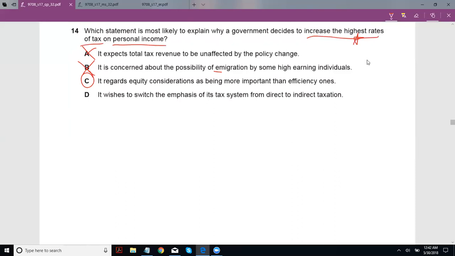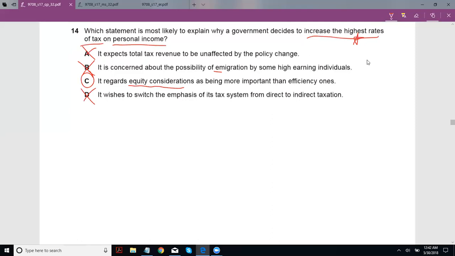Now, if you increase those, you're basically taxing the really rich. If you're taxing the really rich, what do you get? Additional revenue, which you then spend on the poor, and hence that makes the distribution of income more fair, more equitable. It wishes to switch the emphasis of the tax system from direct to indirect.